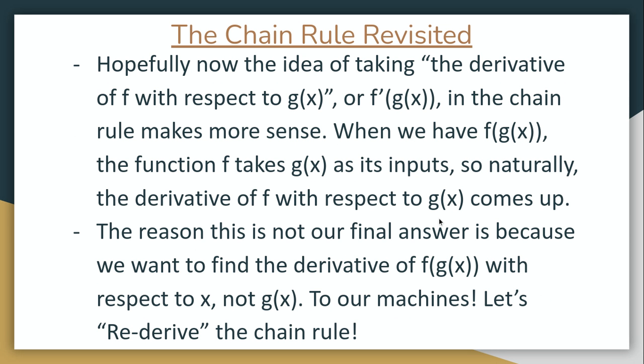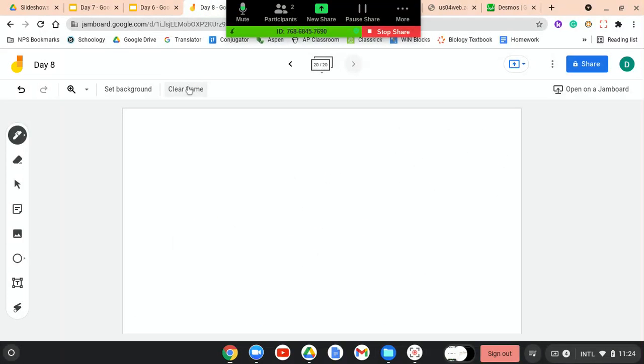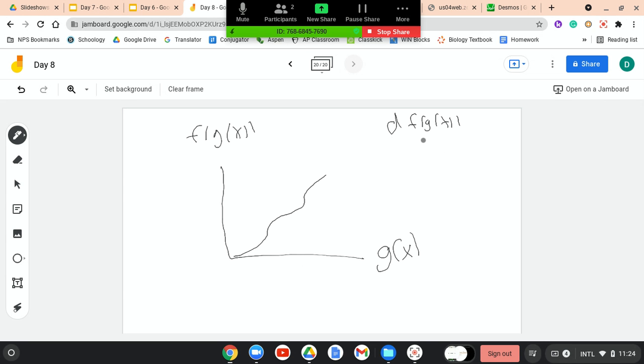This is what we talked about before. So the idea of taking the derivative of f with respect to g of x, that's exactly this. We're saying the same thing, right? If we graphed f of g of x with respect to g of x, so g of x are our inputs, and we calculate the slope, we're going to get the derivative of f of g of x with respect to g of x, right? Because they ask us, what does the slope look like to g of x? And g of x is our inputs. So that just goes back to the idea of taking the derivative with respect to g of x.